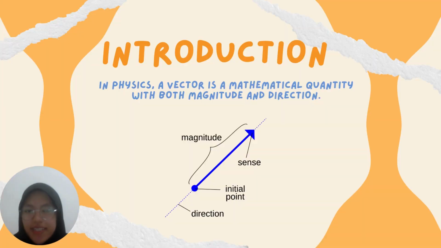Alright, firstly, let's clarify what vectors are. In physics, a vector is a mathematical quantity with both magnitude and direction. Unlike scalars, which only have magnitude, vectors encompass both aspects, making them crucial for describing quantities like velocity, force, and acceleration. Basically, magnitude means the distance of vectors. We can see from the slide a diagram which represents a vector. It has an initial point, direction, magnitude, and sense.